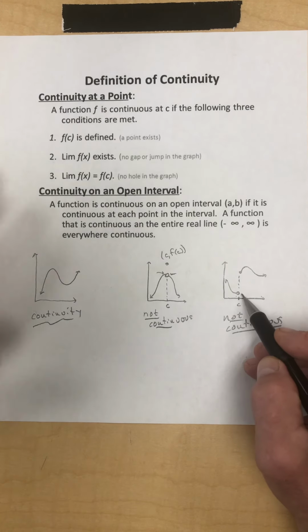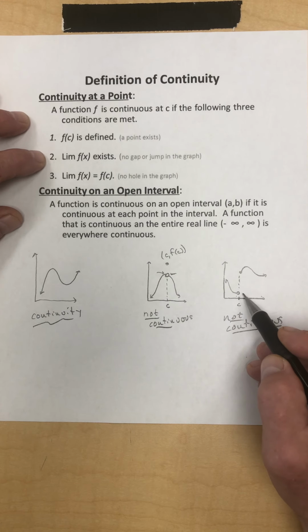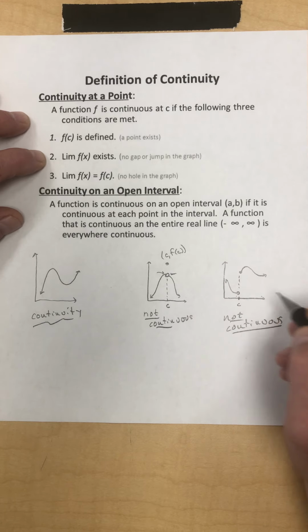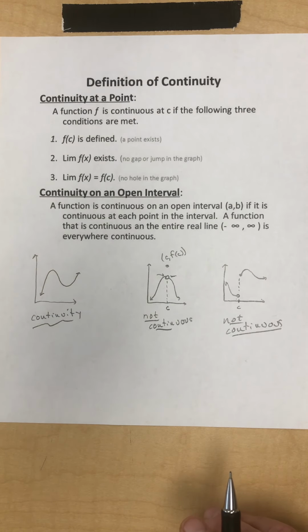Then right here, obviously, for the second one, the limit doesn't even exist, because the limit coming from the right and the limit coming from the left are different, so the limit doesn't exist.